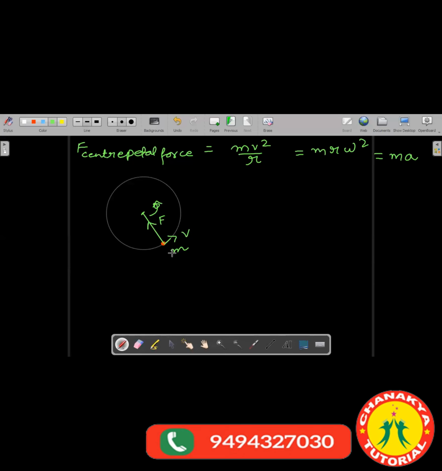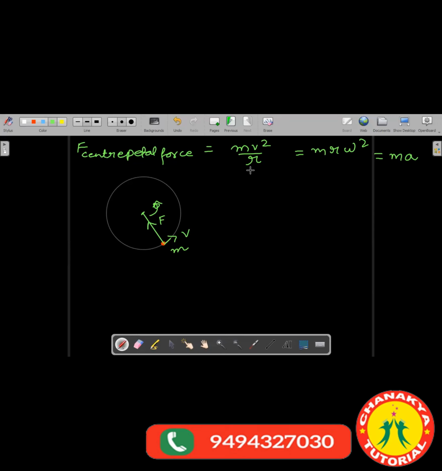So there will not be any changes in the speed of the object. The speed of the object will remain constant. Just by applying the force, you will be able to move it in a circle. Okay. So our force which we require is mv squared by r, that is centripetal force.